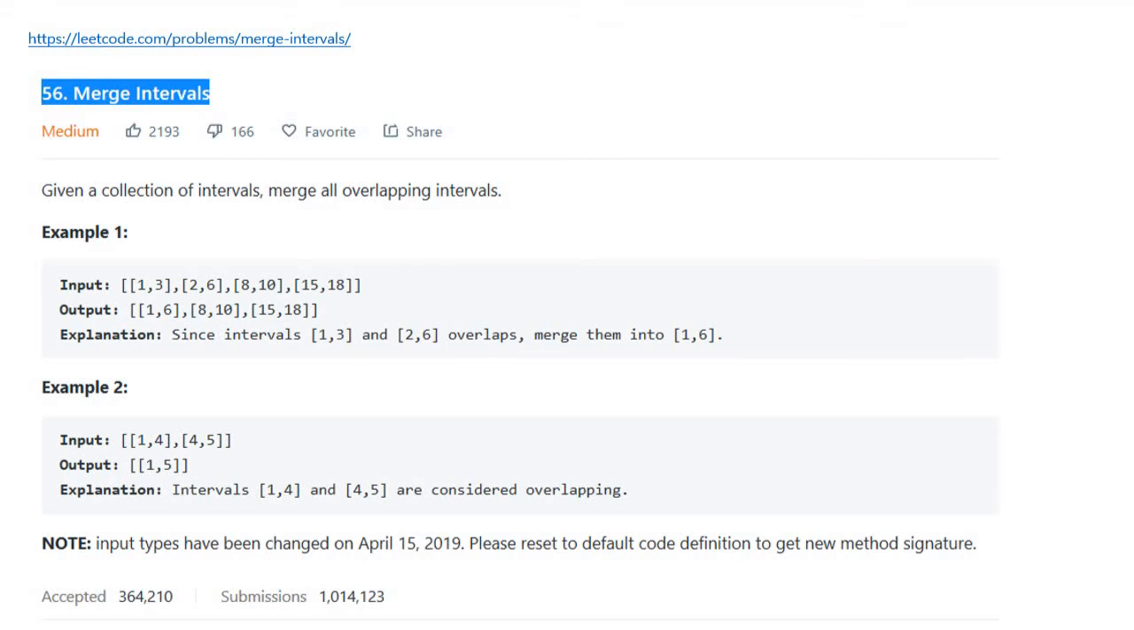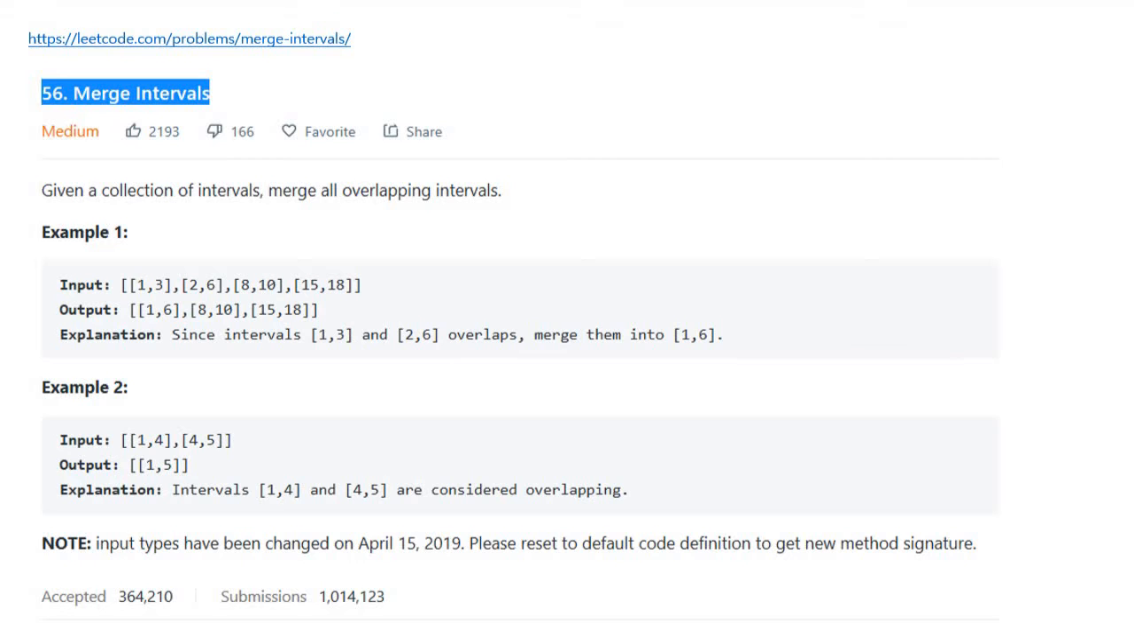Hello, I'm gonna solve number 56, Merge Intervals. Okay, let's read the problem. Given a collection of intervals, merge all overlapping intervals. Let's see the first example.